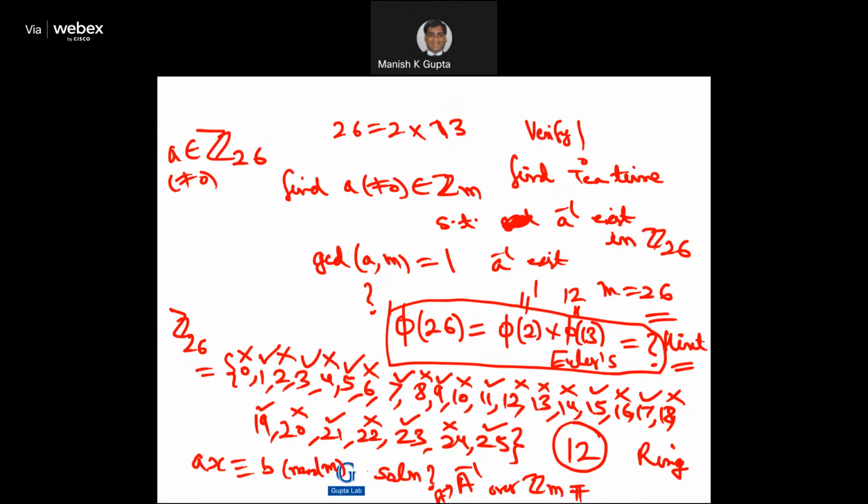So one can list them. 0 we can avoid. 1 will have an inverse, right? 2 will have an inverse? No. 3 will have an inverse? Yes. You're just checking the GCD. 4 will not have an inverse, 5 will have, 6 will not, 7 will have, 9 will have, 11 will have, then 15, 17, 19, 23 and 25. There are 12 elements which will have an inverse because they have GCD 1 with 26, right? Got it? M is equal to 26. There are 12 elements, okay?